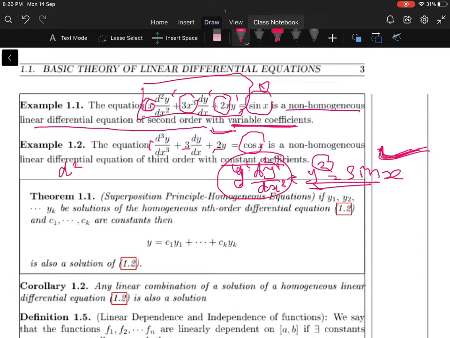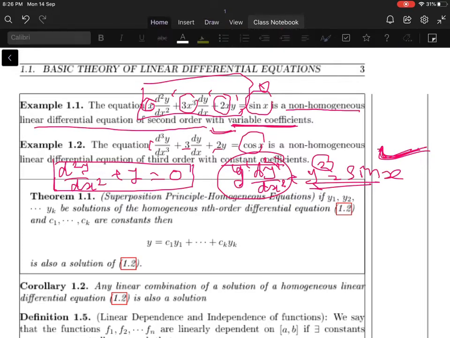Let me take one example for the homogeneous equation. For example, d square y by dx square plus y is equal to 0. It is a second order homogeneous linear ordinary differential equation. Okay, so this is the example for the homogeneous equations.